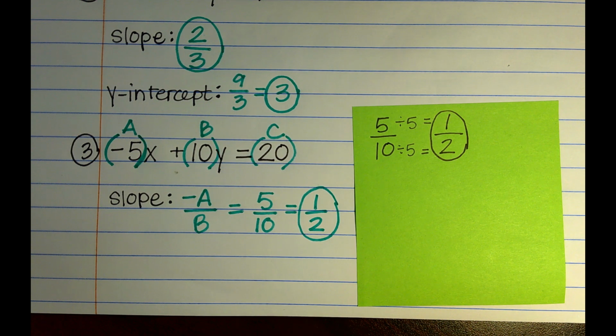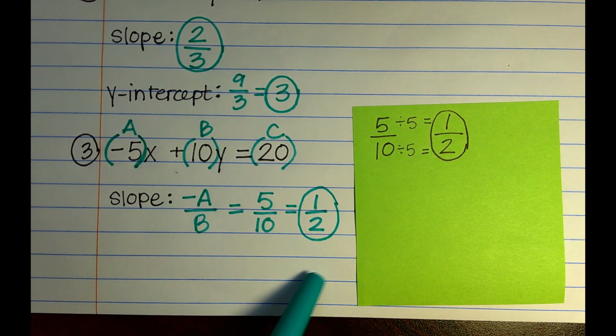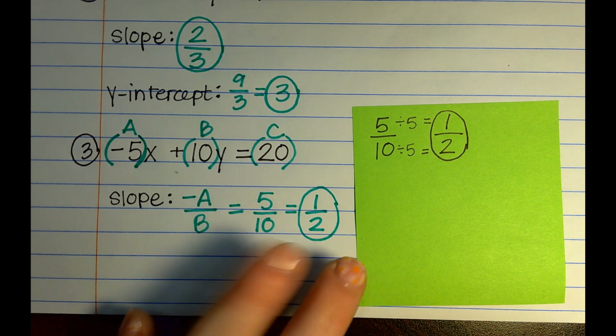If you get 5 over 10 on an assignment where I don't tell you specifically that you need to simplify, I'm not going to take points off for it because it is the right answer. But if I tell you that you need to simplify, then we need to simplify. Okay. Any questions about what we just did here?